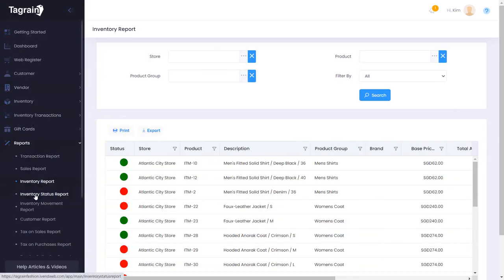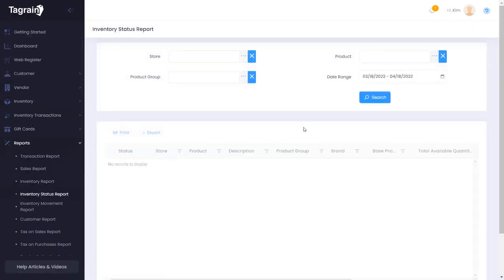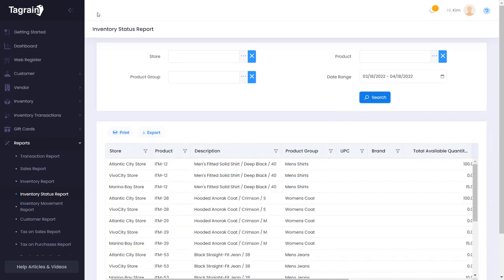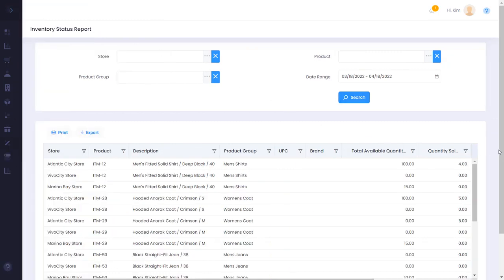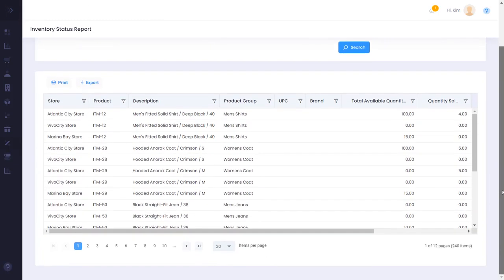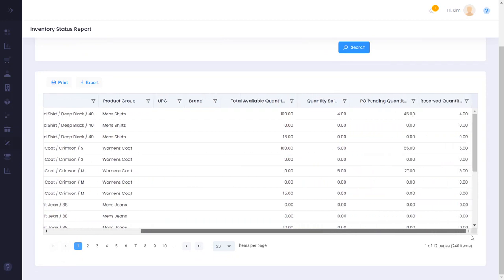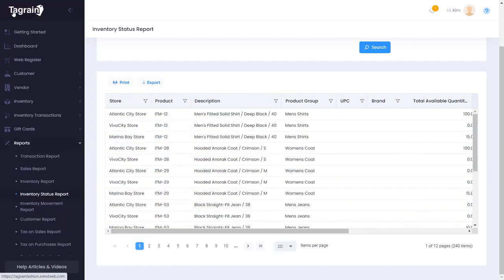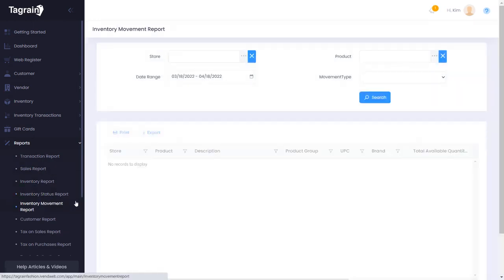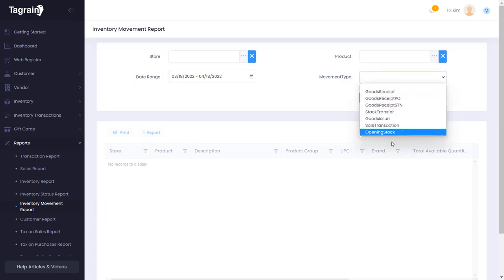Inventory status report. The inventory status report can be generated by store, by product, or by product group, and for a given date range. The report gives a detailed status of every product and displays the total available quantity, reserved quantity for delivery orders, quantity of the product that has been ordered but is yet to be received. Inventory movement report. The inventory movement report is essentially the product ledger. The report can be filtered based on store, a particular product, and then by its different movement types.